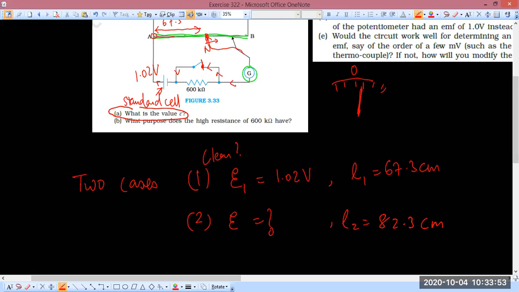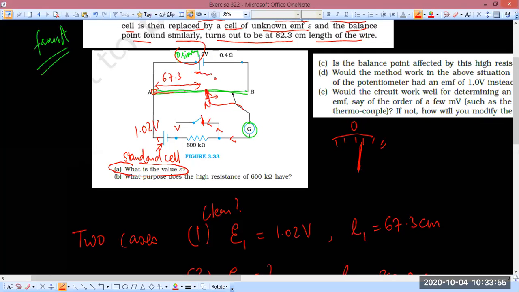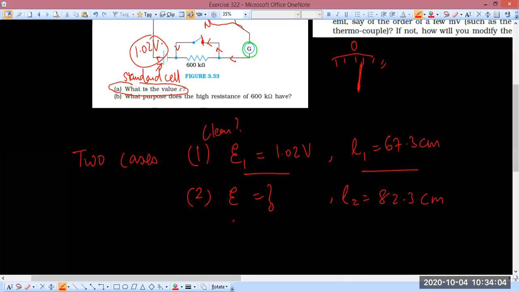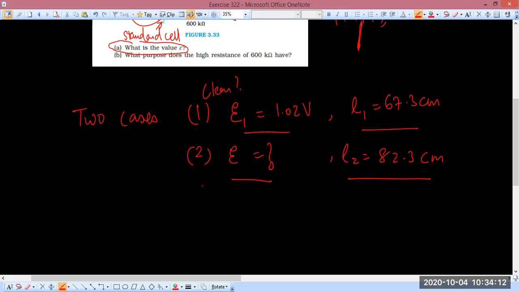Okay, so what we have done is we took 1.02 volt, measured it, and the null point came. Okay, then we take another cell, we don't know its EMF, and we find its null point, and it's this. Now we have to find this epsilon. How to do it? Come on, how to do it?